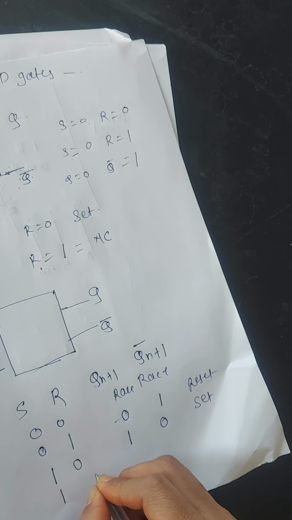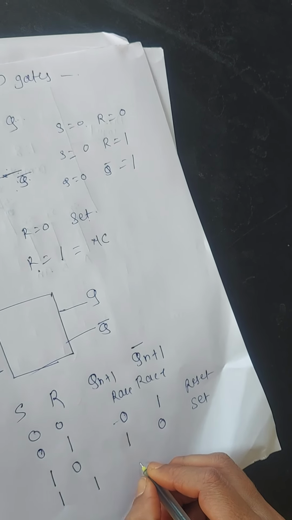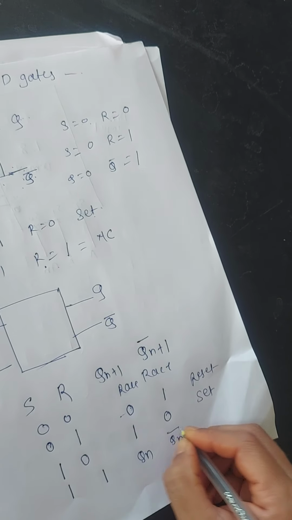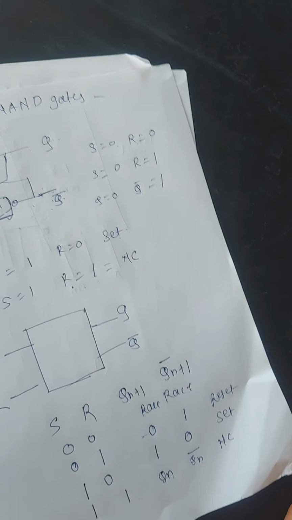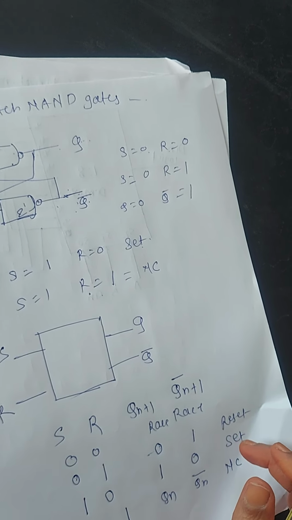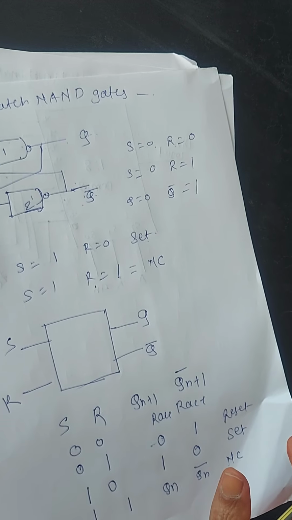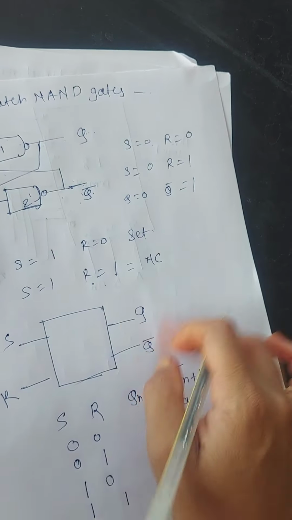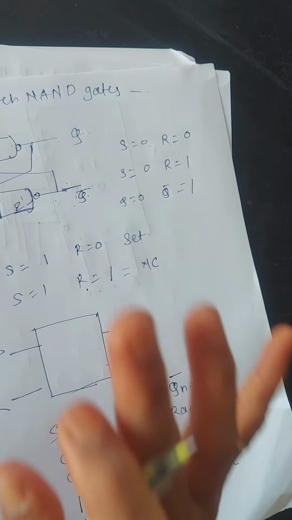When S is equal to 1, R is equal to 1, there is Qn as Qn and Qn bar as Qn bar, so that condition is a no change, that is an inactive state. This is the SR latch using NAND. Next you have to implement the SR latch using NOR gate also and prepare the truth table. That is the homework for you.